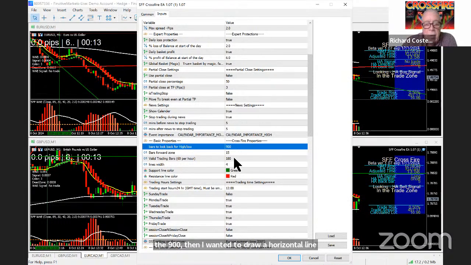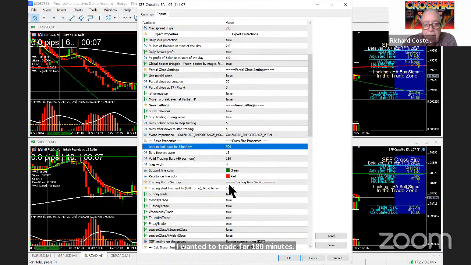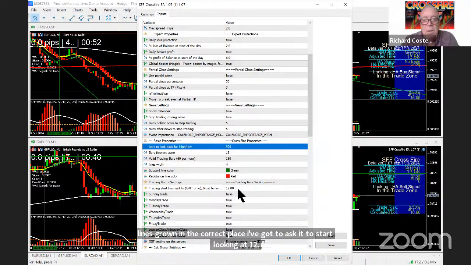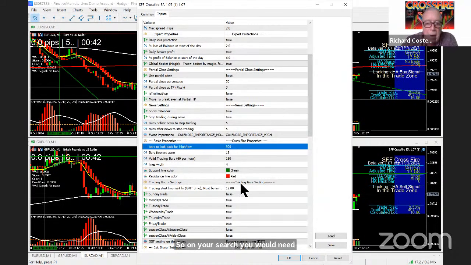I wanted to trade for 180 minutes from the start. You see, I've had to change this to 12. You would need that to 13. On any other broker, that would need to be 13. Just for me to get my vertical lines drawn in the correct place, I've got to ask it to start looking at 12. So on your set, you would need 13 if you're in the UK. No Sunday trading.